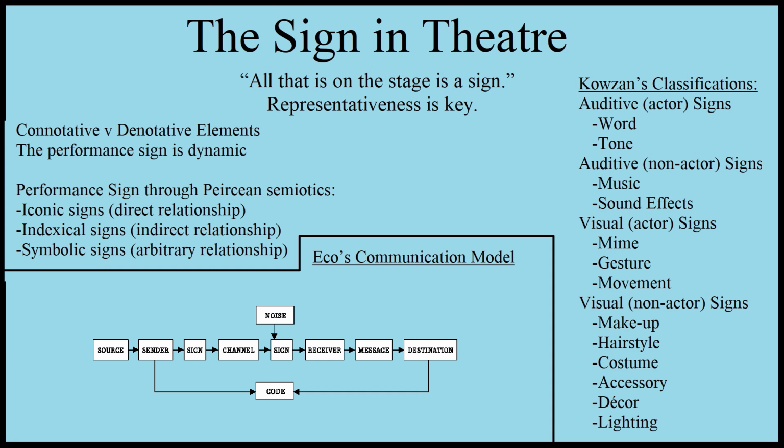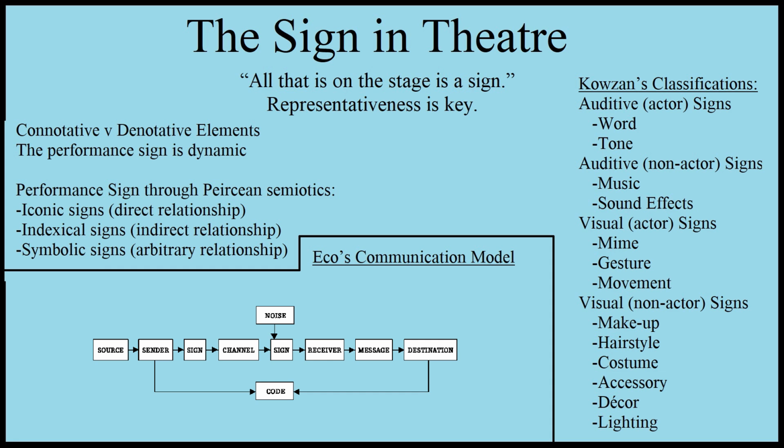You could also have hairstyles. How do you do your hair? How do you do your costumes? What accessories do you have? Also, what is the lighting like in this play that is being done? What is the decor? What is the set design? Why does it look like that? Each of these things are possible signs that you can look at because they all represent something else. All right, so that's Carlson's classifications.